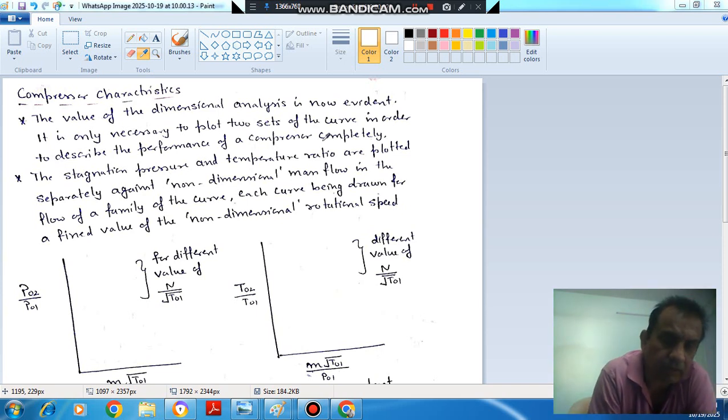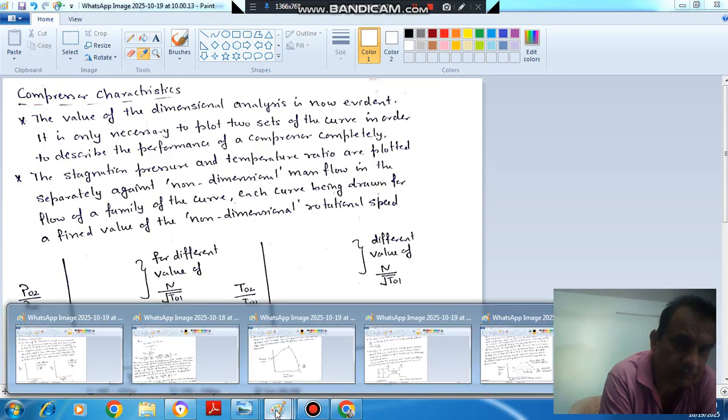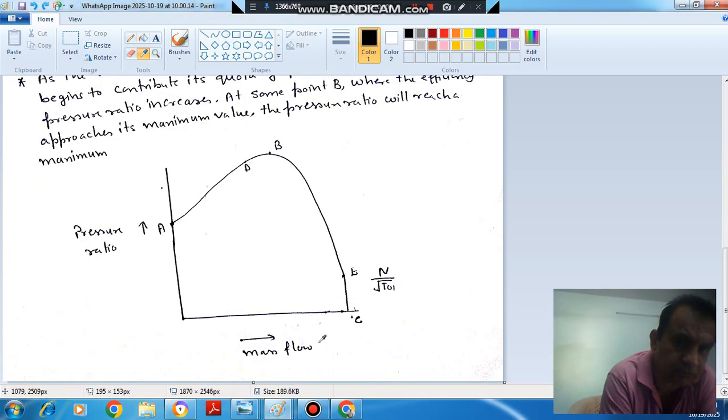Hello, welcome again. We are covering the topic Centrifugal Compressor for Civil Services Mains, IFS and Gate Aerospace exam. In this, we are covering the subtopic Compressor Characteristics. We have drawn a compressor characteristic for constant speed between pressure ratio and non-dimensional mass flow rate, and this was the curve we obtained: A, B, C.